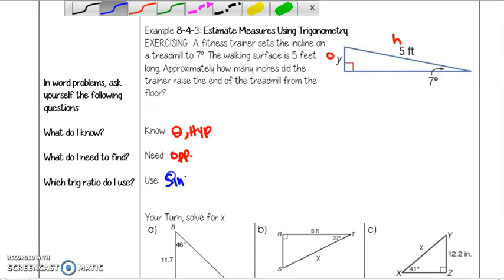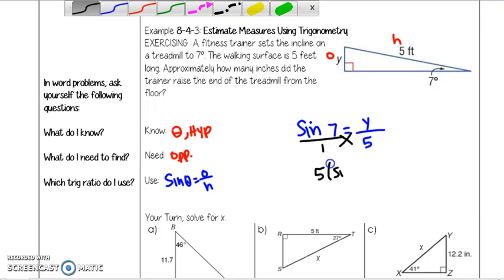Sine of theta equals O over H, or opposite over hypotenuse. So that's how we're going to set this up. Sine, well, we know our degrees is 7, so sine 7 equals our opposite, which we don't know, is y, and our hypotenuse is 5. So what we're going to do is cross multiply. So 5 times sine 7 equals y.